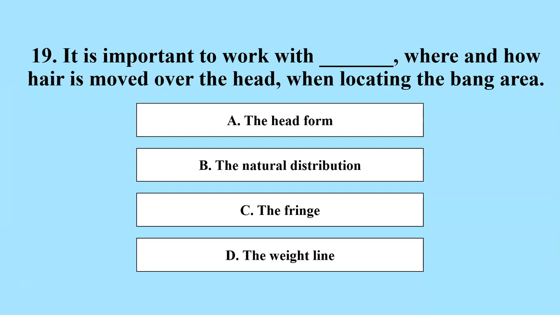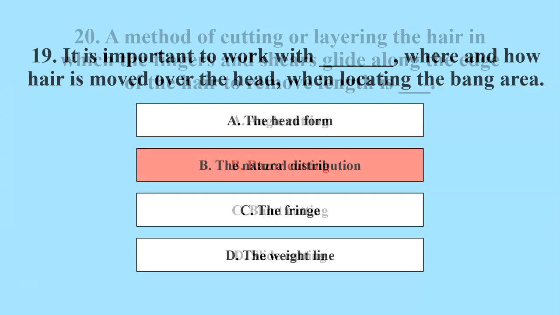It is important to work with blank, where and how hair is moved over the head when locating the bang area: the head form, the natural distribution, the fringe, the weight line. If you chose B, the natural distribution, you are correct.